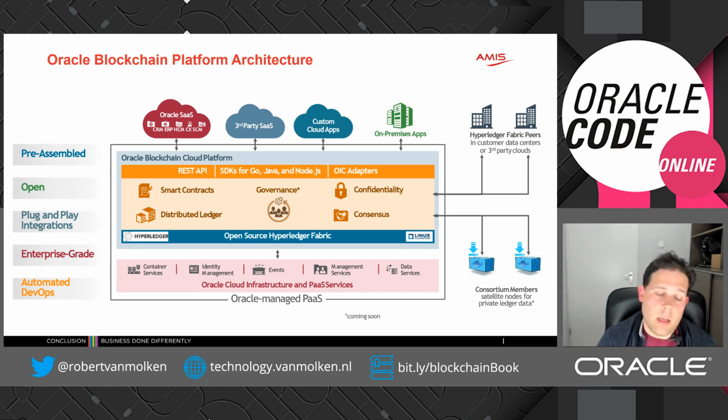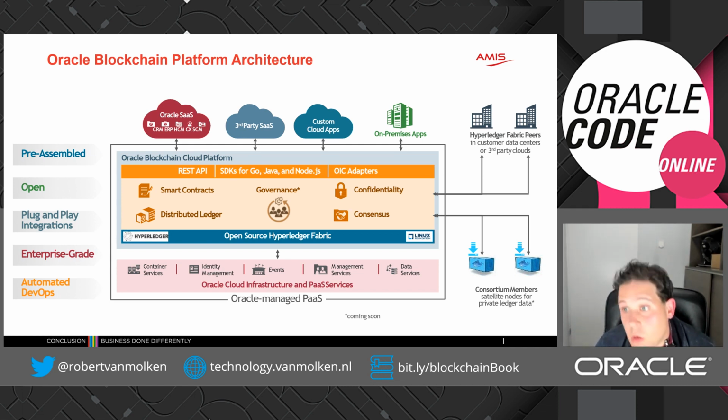And on the ledger, they build their own REST API. They modified the SDKs a little bit for Go, Java, and Node.js, and they built some Oracle Integration Cloud adapters. With these layers, it's very easy to connect Oracle SaaS and also custom cloud applications and on-premise apps. The services on top of Hyperledger Fabric provide a lot of governance, which is coming very soon, better confidence, and also the way you do confidentiality and consensus. They modified a lot of that.